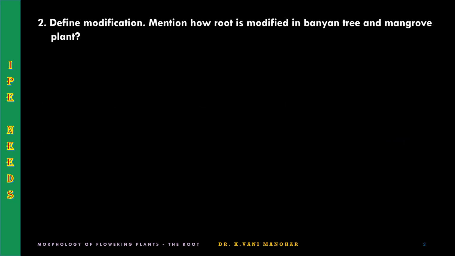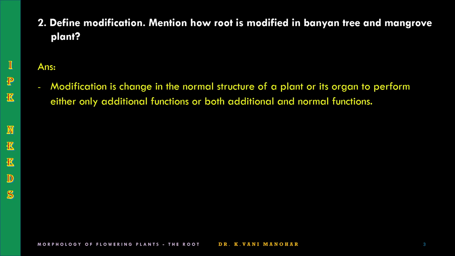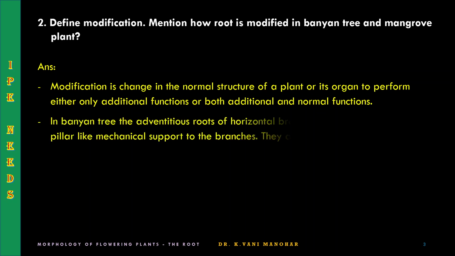Second one: define modification. Mention how root is modified in banyan tree and mangrove plant. Answer: Modification is a change in the normal structure of a plant or its organ to perform either only additional functions or both additional and normal functions.